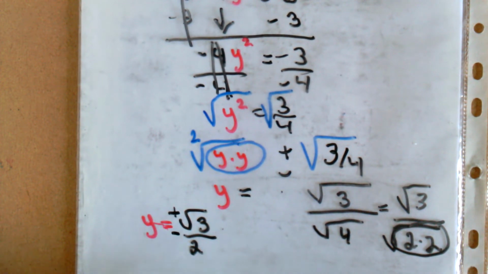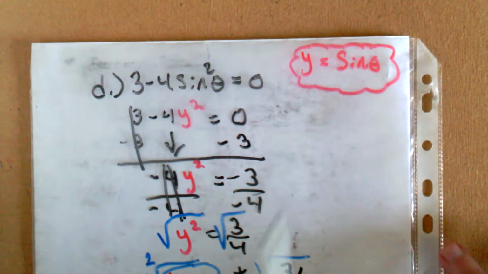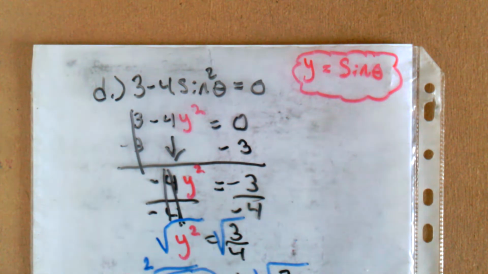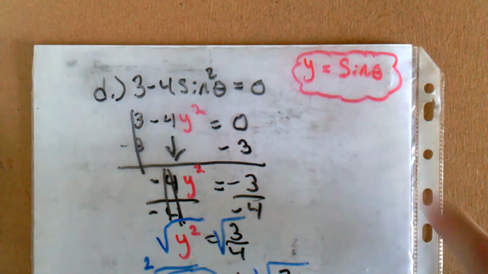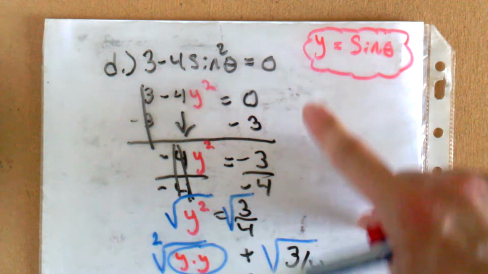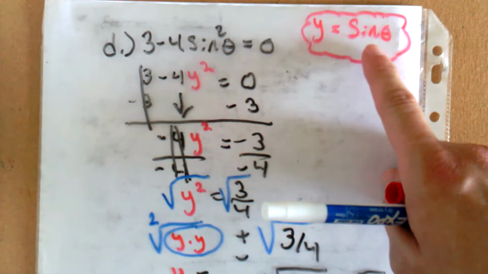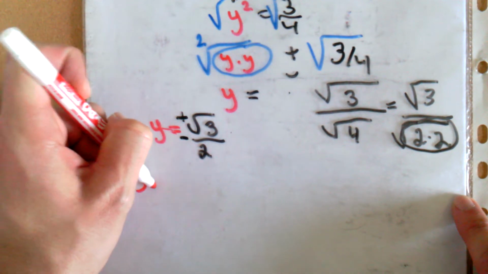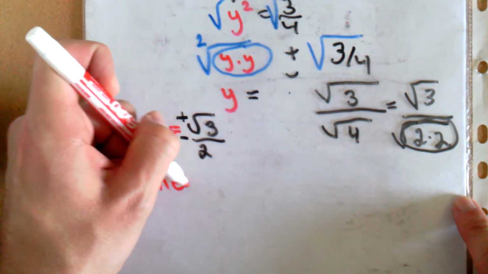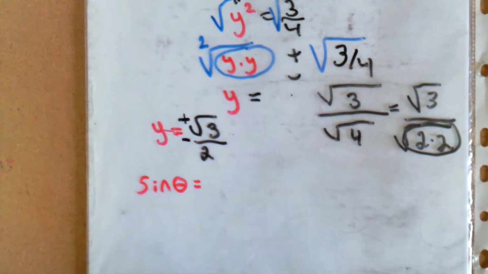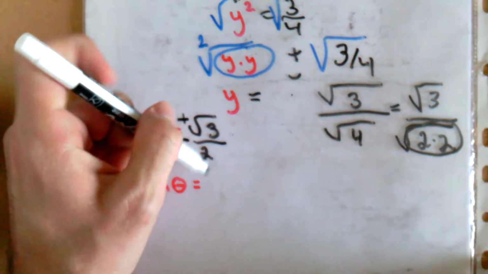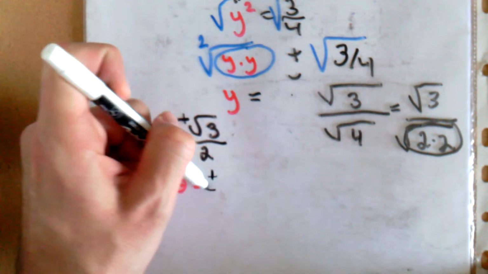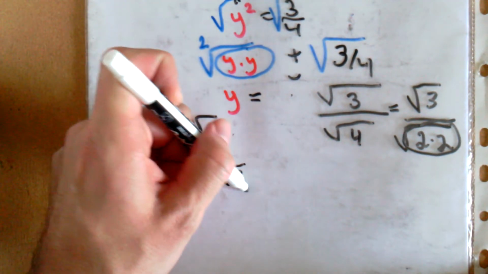Okay, now it looks like we're almost done, but remember that y was actually sine. So now we need to replace it back in order to finish this problem. So I'm going to turn our y back into a sine. So now we actually have sine equals plus and minus the square root of 3 over 2.